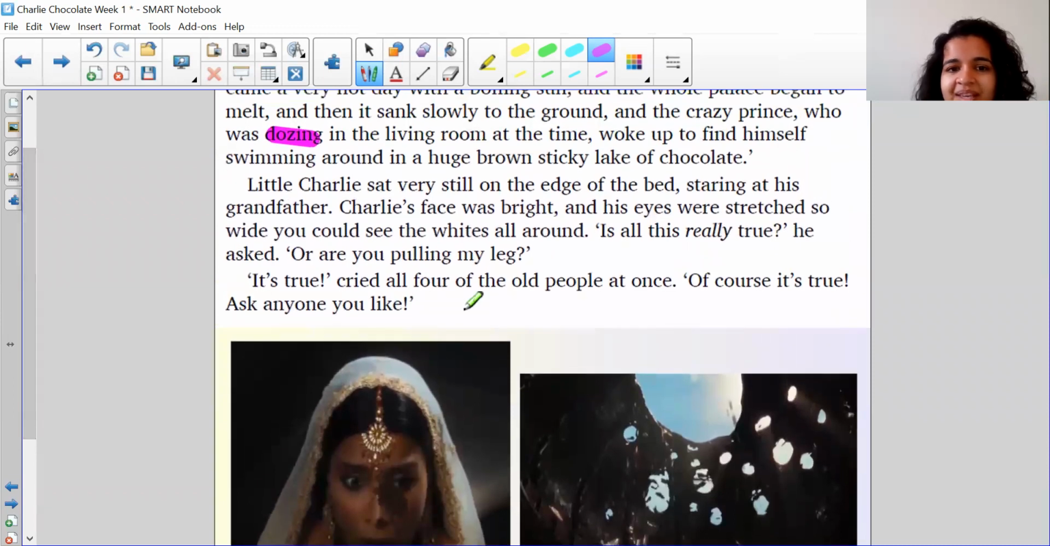Okay. Little Charlie sat very still on the edge of the bed, staring at his grandfather. Charlie's face was bright, and his eyes were stretched so wide you could see the whites all around. So look at my eyes right now. I mean, it's a little bit scary, but whites all around because my eyes are stretched. And what do I look like? I'm looking quite surprised, aren't I?